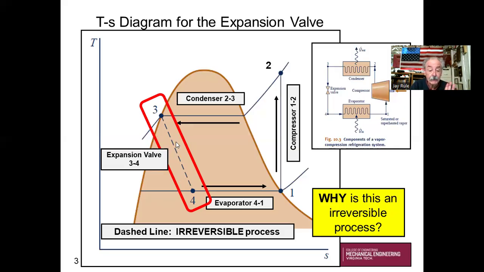That's critical. So in your sketching of the expansion valve process, you must show that as a dashed line to depict irreversible. That's not just a subtle point. That's a very important point to make for you as a practicing engineer. Dashed line for an irreversible process.